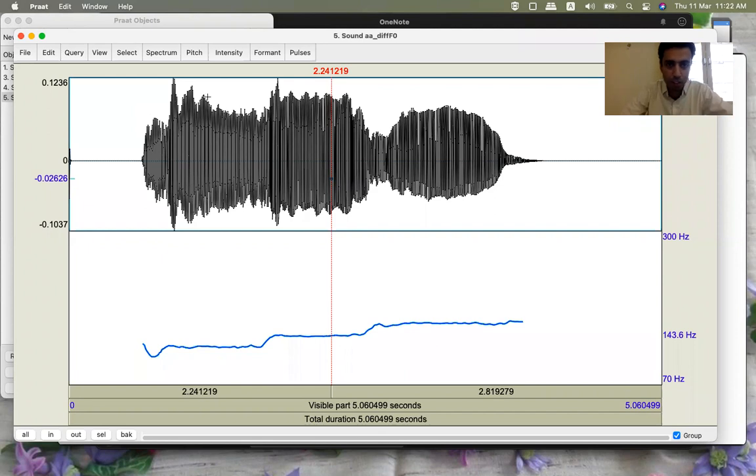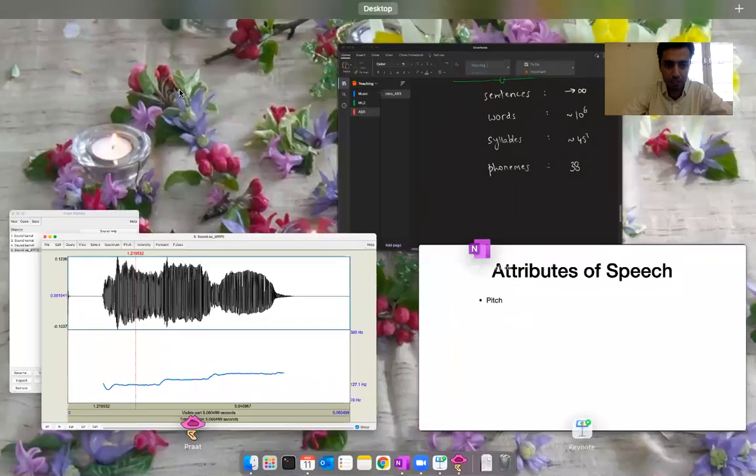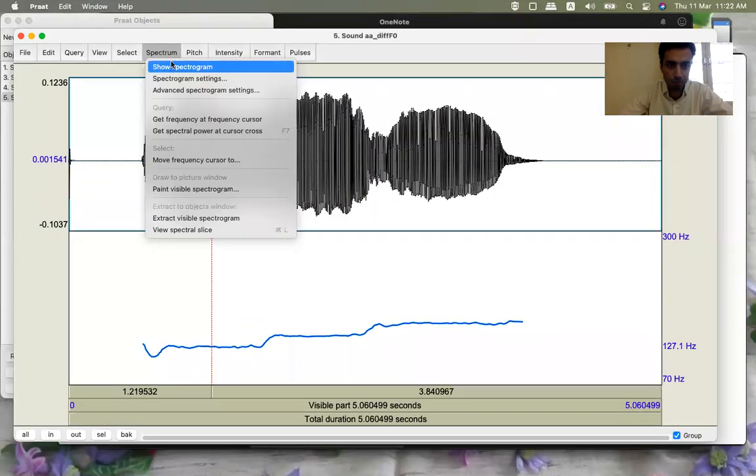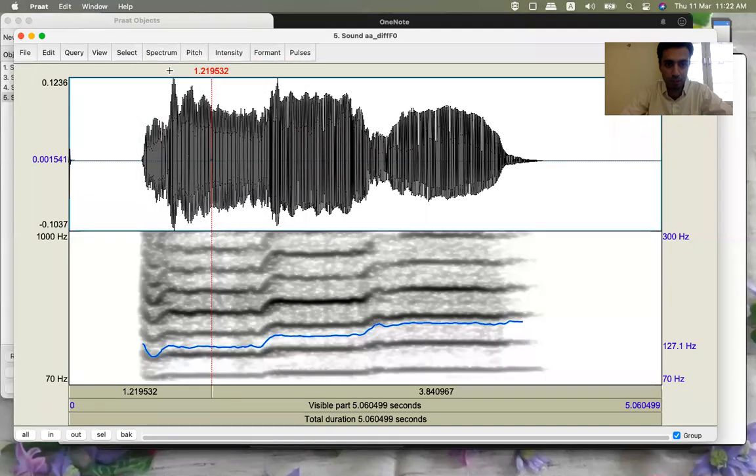Let us see what it means. To understand that, let us look at the next concept, which is the spectrogram. Show spectrogram. What do you see in the spectrogram? Now I can change the view range. The view range is only up to 1000 hertz. My pitch I can see from 70 hertz to 300 hertz, but my spectrum I can see from 70 hertz to 1000 hertz. I will change the limits.